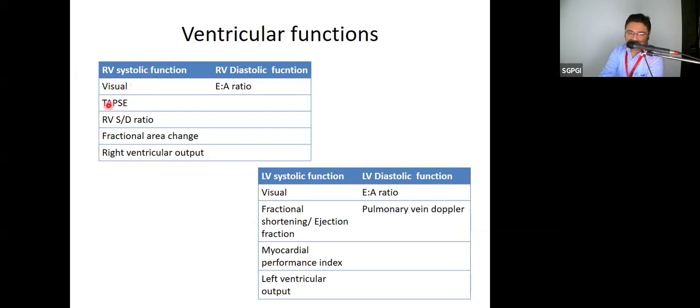So here we have the systolic function, which is visual. Then there is a measurement known as TAPSE, the tricuspid annular plane systolic excursion. The right ventricular S by D ratio, fractional area change, right ventricular output, and the diastolic function is E by A. These things are particularly important, as we have studied in the previous slides, since PPHN is classically related to LV or right ventricular dysfunction.